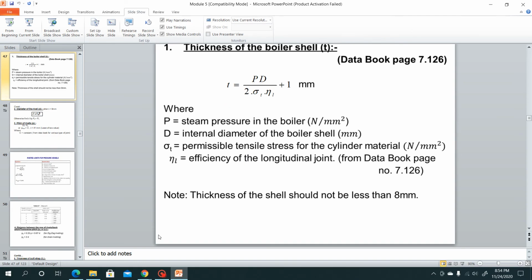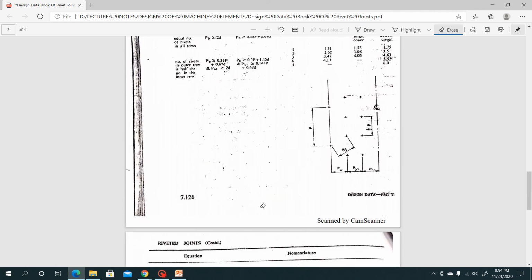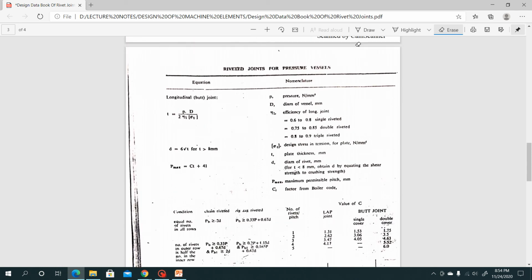Let us check out page number 7.126. Okay, yes, you can see it is written over here. For longitudinal butt joint, thickness is how much? P into D divided by 2 times eta L into sigma T. But there is a correction. This term will come as well as plus Ca will also come. What is this Ca? Ca is nothing but corrosion allowance.